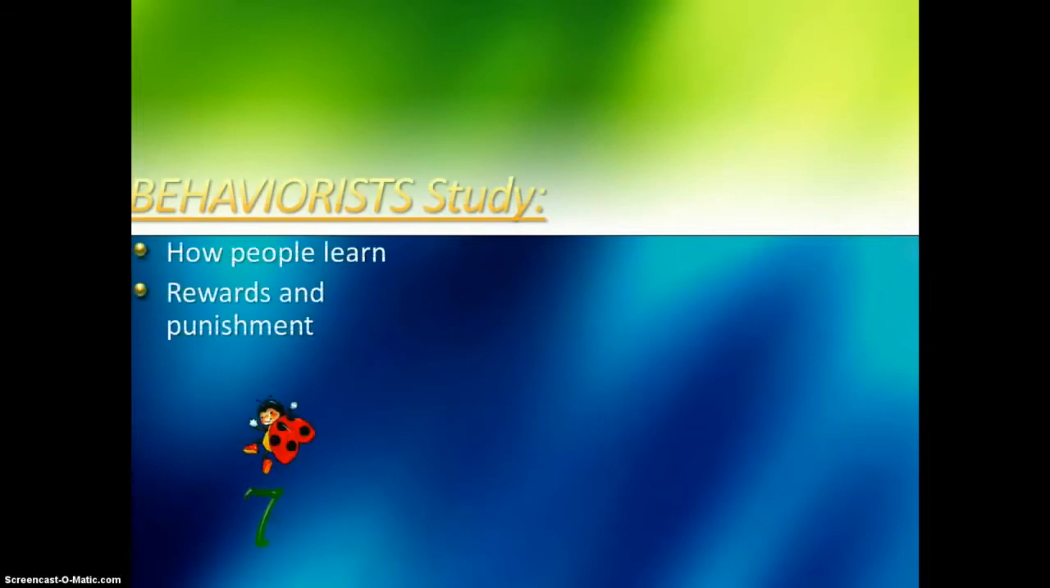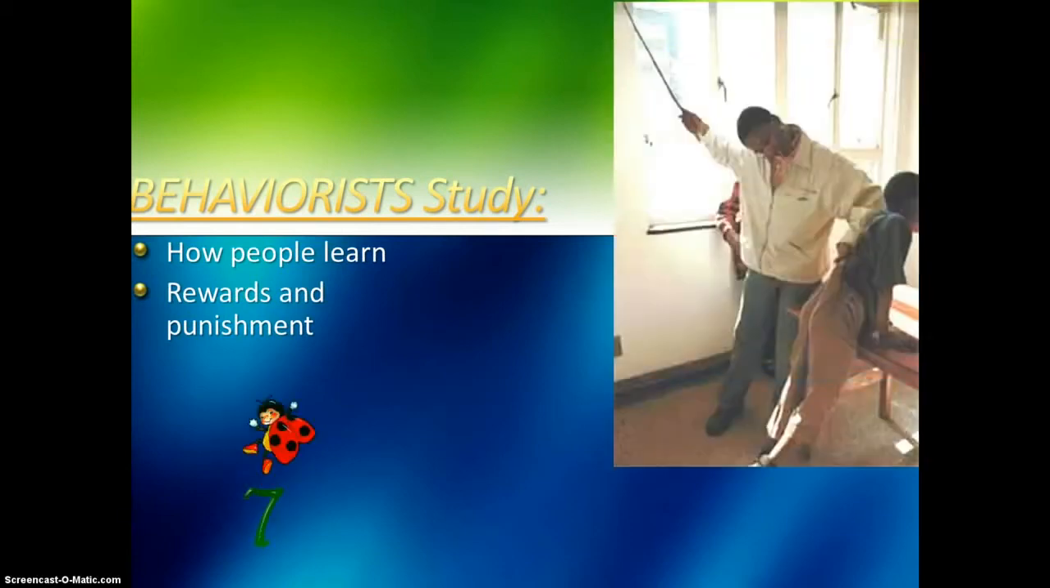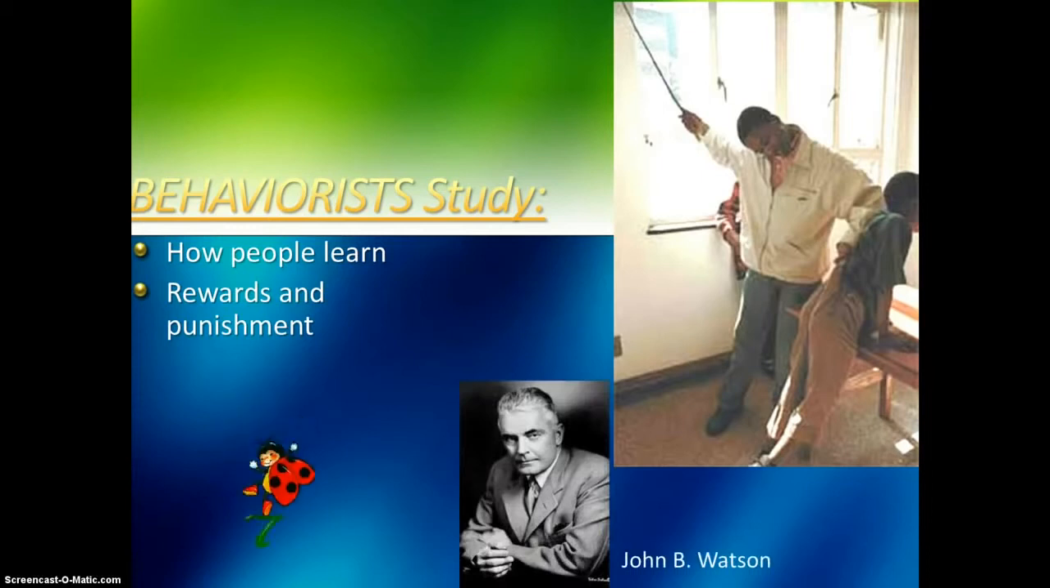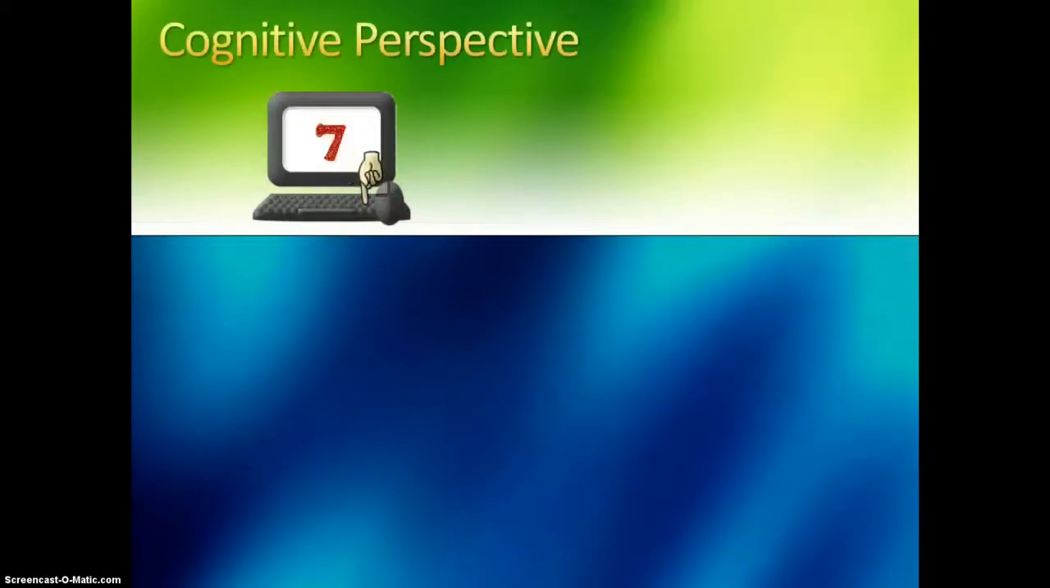Continuing with behaviorists, they also care about how people learn, and we talk a lot about that in here, and they talk about rewards and punishments. Oh my God, that looks so scary. And so the guy for this is John Watson. And remember, before we talked about Freud for the psychoanalytic. For behaviorist, our guy is John Watson. And again, we'll keep talking about him too.